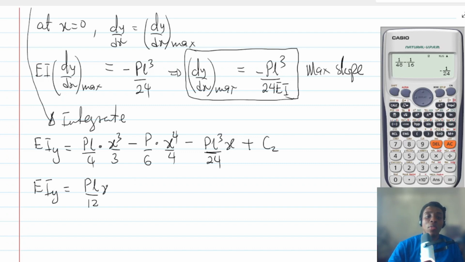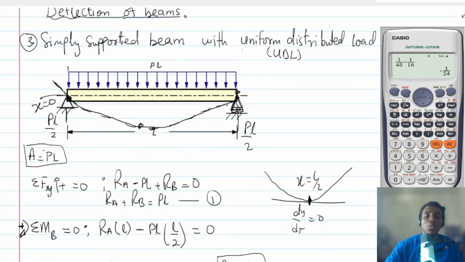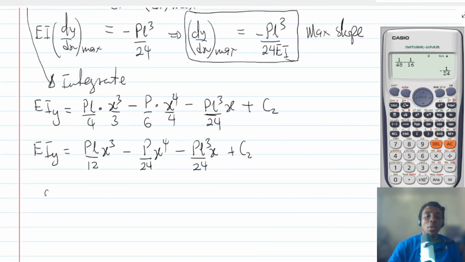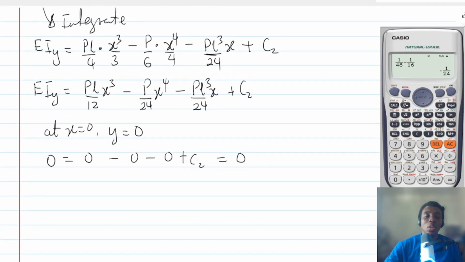So how can I find C2? You realize that at x equals 0, the deflection was 0, y is 0. In fact, we can even say that at x equals L, y is also 0. But the simplest way to go is to say that at x equals 0, y is 0, so that we can go faster. If we do that, then wherever we have x, we put 0 there, and y will also be 0. Interestingly, 0 will be 0 minus 0 minus 0 plus C2. Once we've been able to get this, C2 is 0. Now this is the deflection equation right now. That's what we are trying to say.